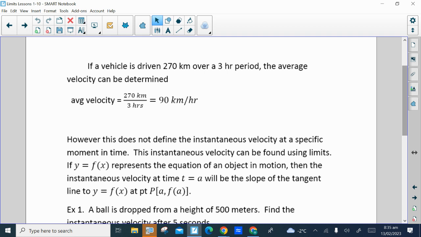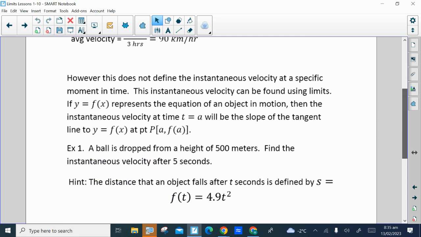If a vehicle is driven 270 kilometers over a 3-hour period, the average velocity can be determined by taking the distance over time, and because it's kilometers on top and hours on the bottom, you get your average velocity in kilometers per hour. However, this does not define the instantaneous velocity at a specific moment in time. This instantaneous velocity can be found using limits.